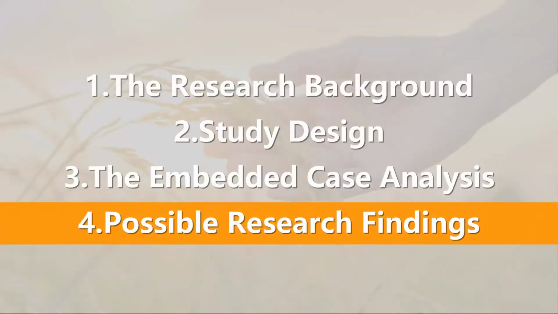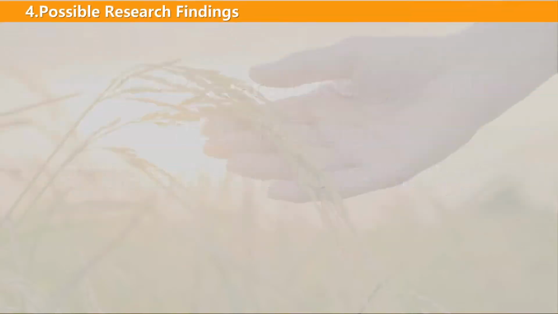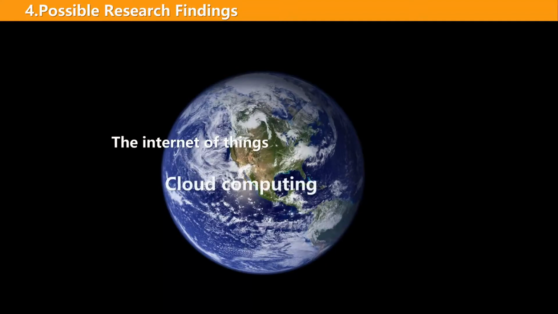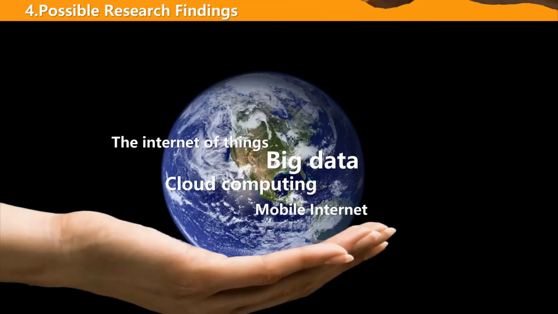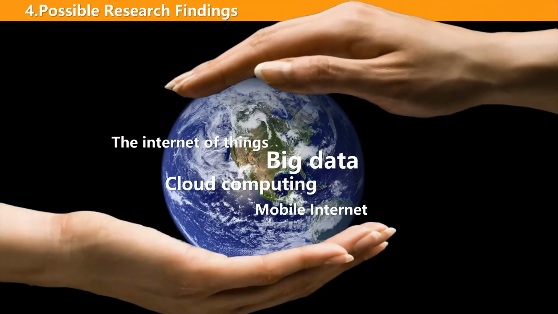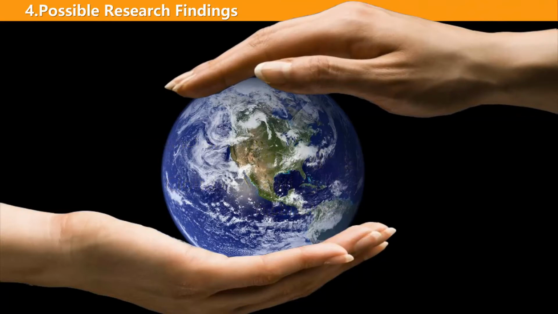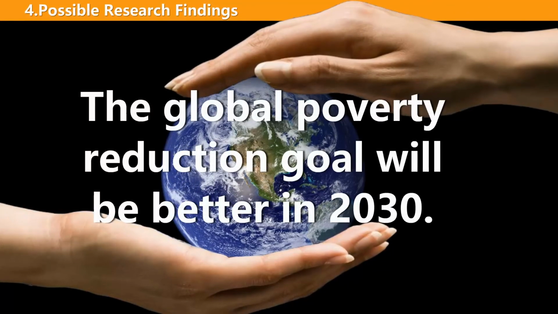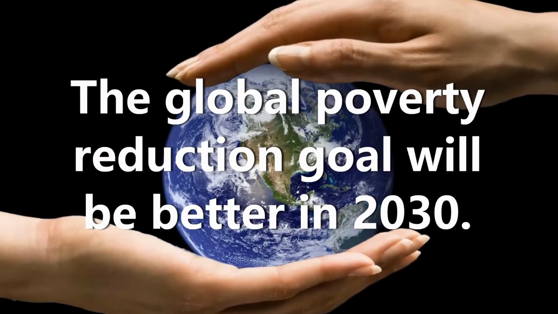4. Possible research findings. In various policy and markets, driven by the Internet of Things, cloud computing, big data, mobile internet, and other modern information technology will get more application in the poverty alleviation practice and play a bigger role. The realization of the global poverty reduction goal will be better in 2030.